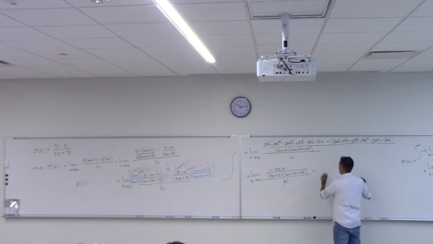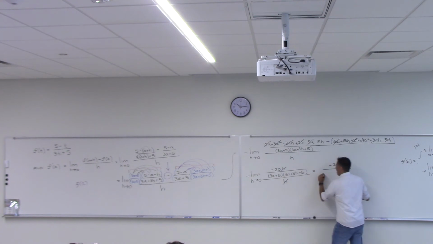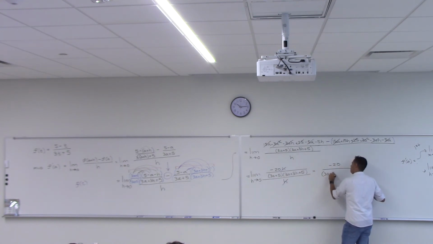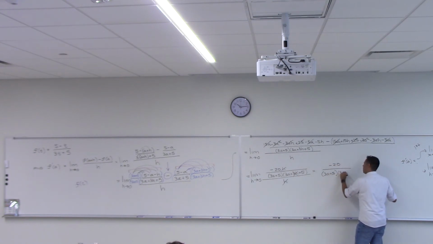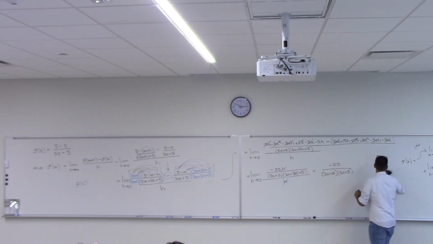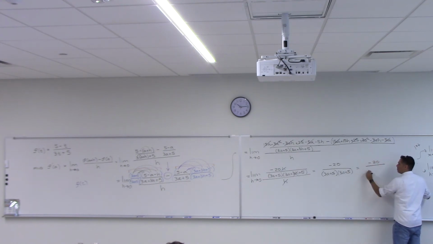So if h goes to 0, I get negative 20 on top. Nothing changes on that, 3a plus 5. And here, that goes away. So I get another 3a plus 5. And so my final answer is negative 20 over 3a plus 5 squared.